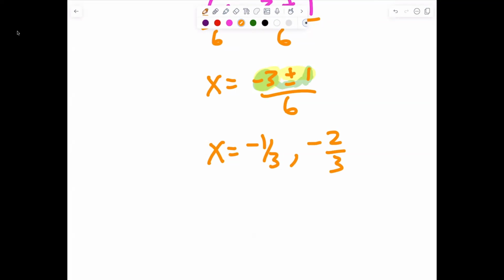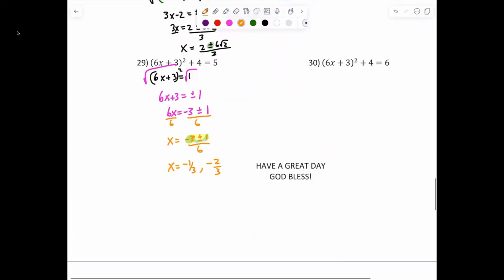Anybody have any questions with that? Yes. You should write it like that. You with me? In my opinion, it's harder to do plus or minus 1 minus 3. To me, it makes better sense if you say negative 3 plus or minus 1. It wouldn't make a difference though, honestly. All right. Now that is everything.